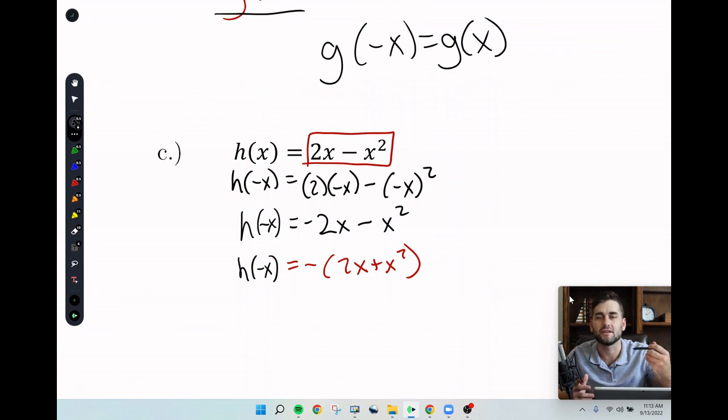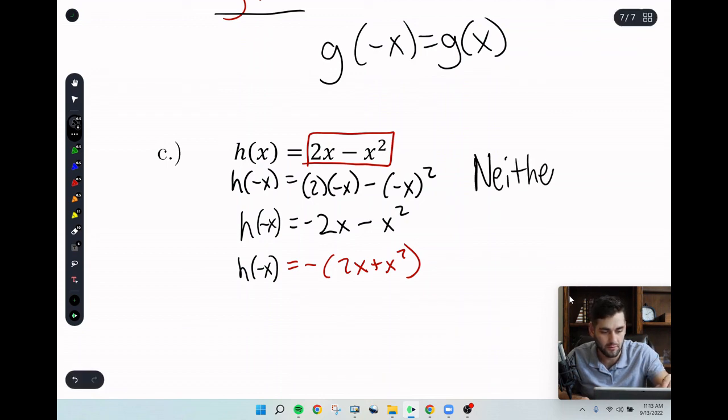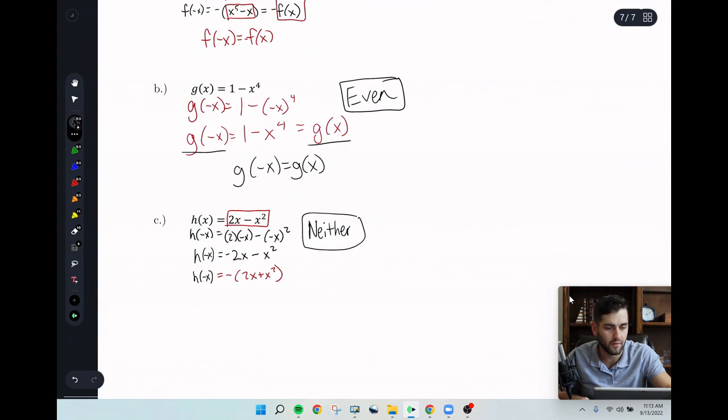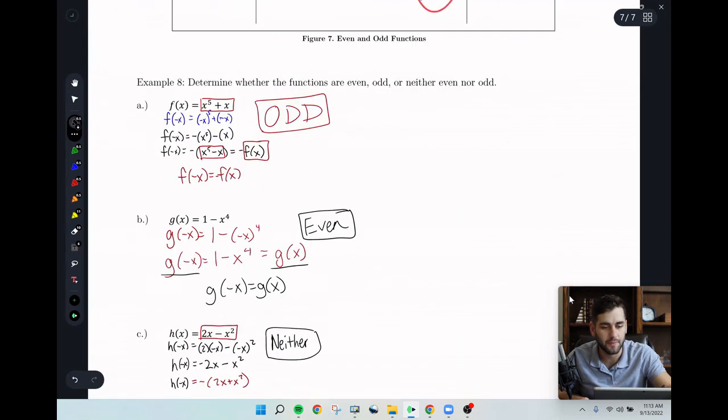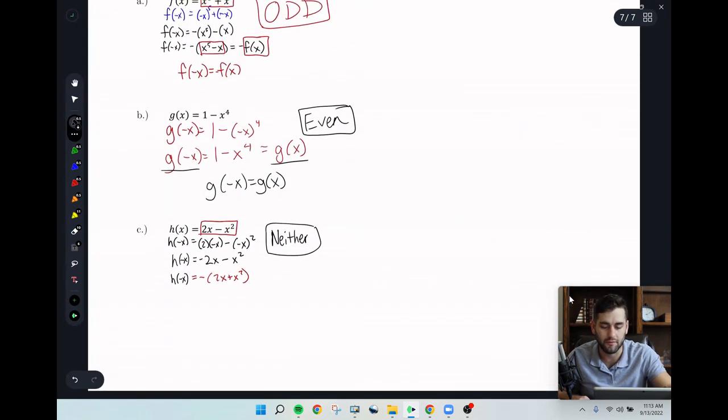Makes sense because the odds and evens aren't consistent, right? We've got one odd and one even. So this is neither. Is that what it says? Neither, up above? The phrasing of it. Neither even nor odd. Perfect.